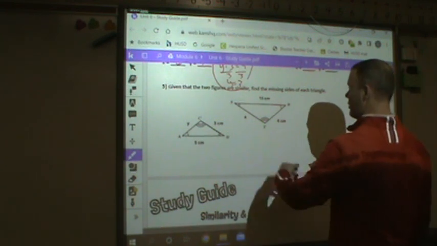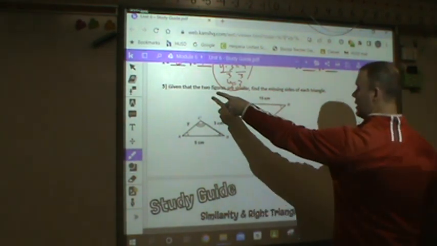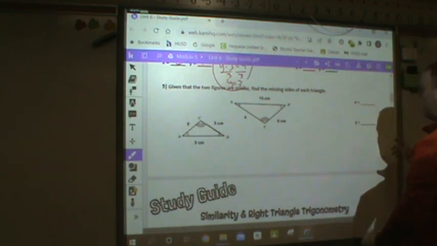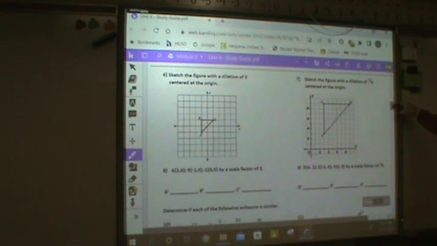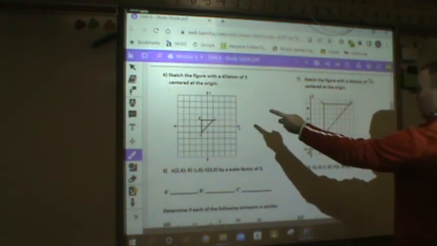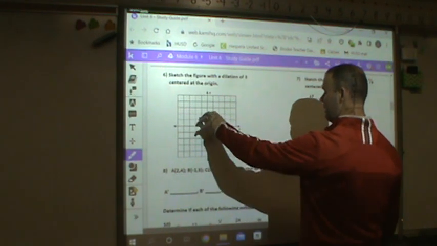If we look here, same thing. I'm going to compare same side. Given the 2 figures are similar, it tells me I applied the same thing I just did in number 3, same process. All right, sketch the figure with the dilation of 3 centered at the origin. Which one do you want to do? We said here, they give me the diagram.